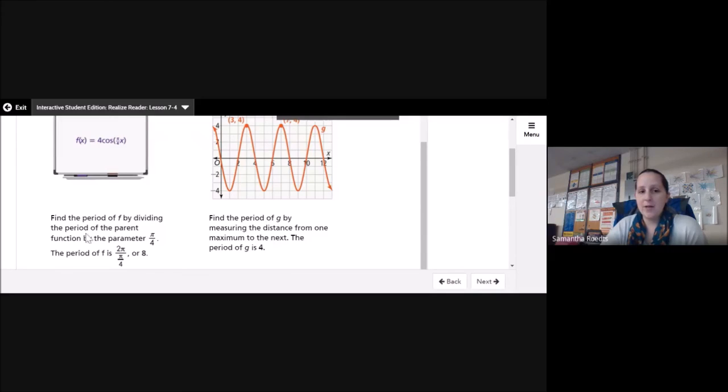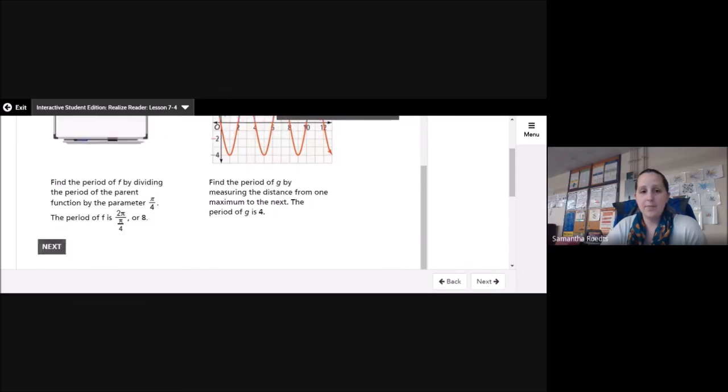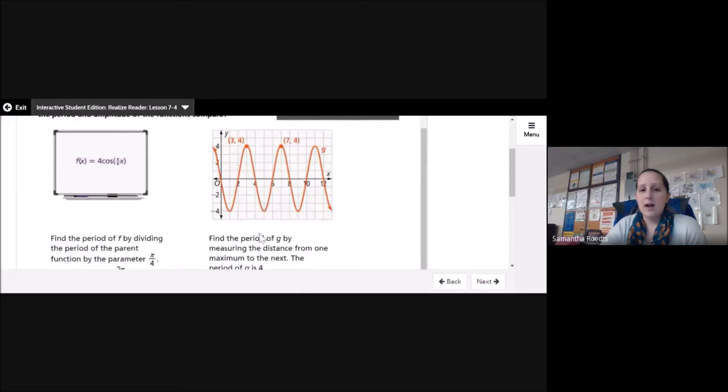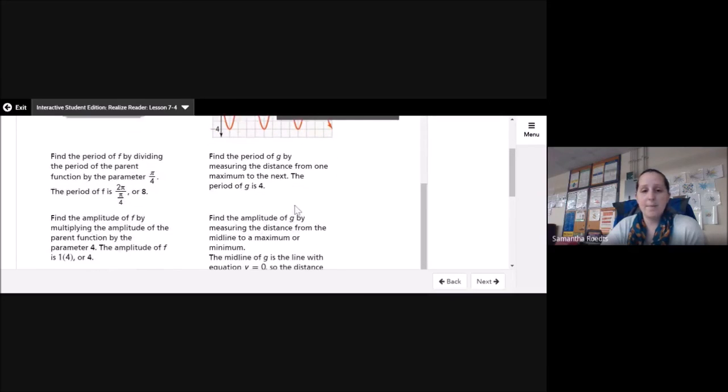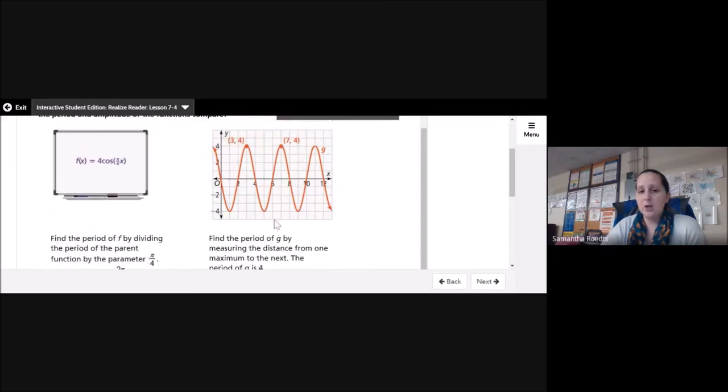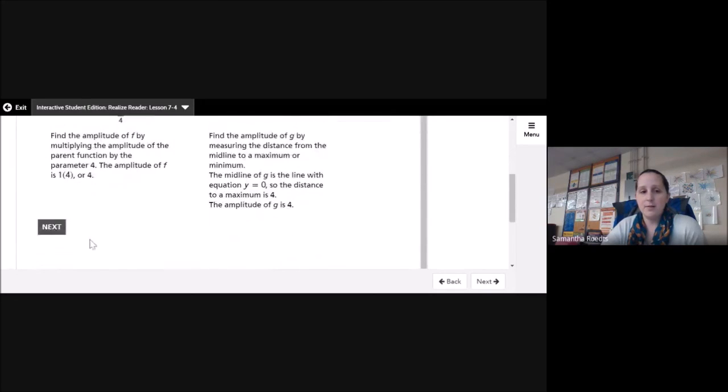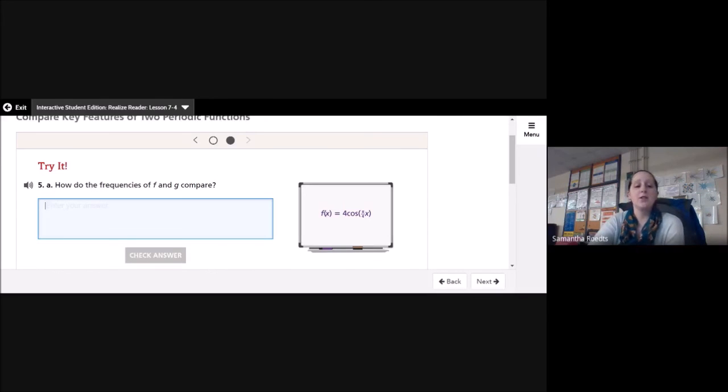So find the period of f by dividing the period of the parent function by the parameter pi over 4. So 2 pi divided by pi over 4 is 8. I can find the period of g by measuring the distance from one maximum to the next. In this case, it's 4. For the equation, I find the amplitude of f by multiplying the amplitude of the parent function by the parameter 4. The amplitude of f is 1 times 4, or 4. Here I can look at it, and it's also 4. The two functions have the same amplitude, but the period of f is twice as long as the period of g. All right, so let's try it.